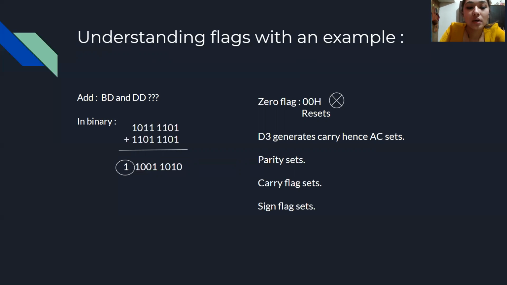Now, let us count the number of 1s in the answer, setting aside the carry we generated. So it is 1, 2, 3, 4, four 1s. So we have an even number of 1s. So we have even parity, and the parity flag register would be set to 1. Now the next is the sign flag register. We can see that the most significant bit is 1, and hence the number is signed. So the sign flag sets as well.